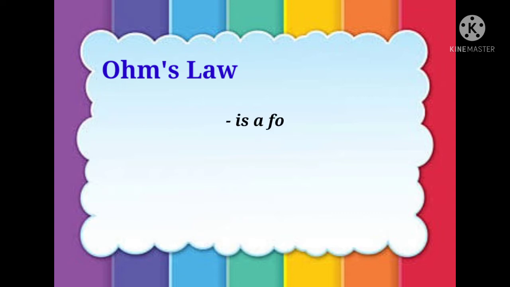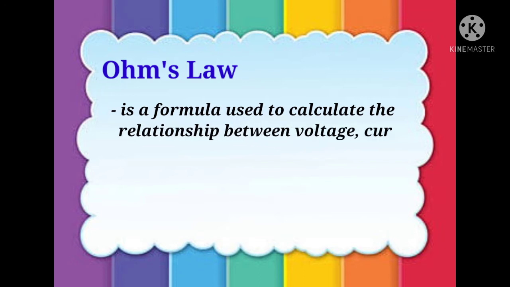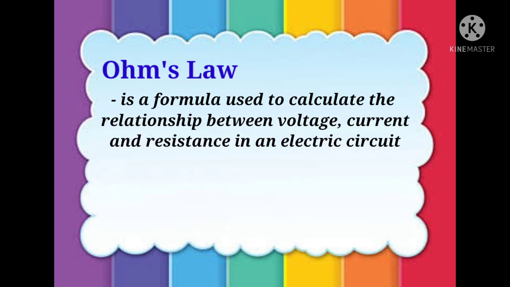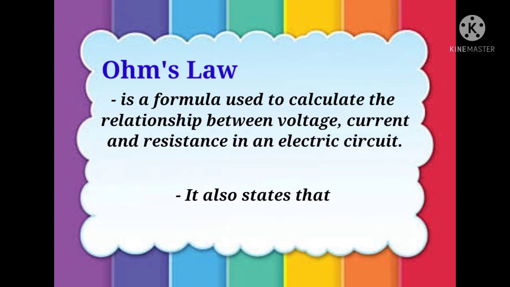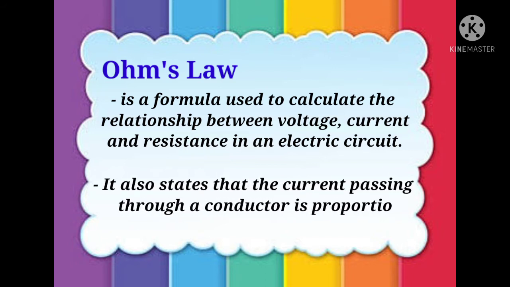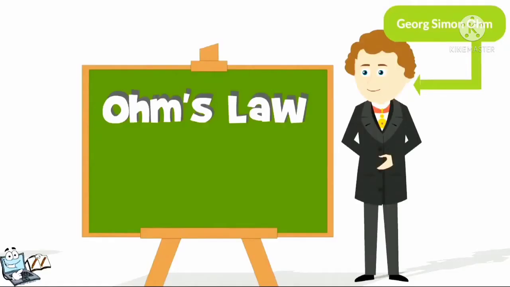Ohm's law is a formula used to calculate the relationship between voltage, current, and resistance in an electric circuit. It also states that the current passing through a conductor is proportional to the voltage over its resistance. The concept behind this law was first explained by German physicist Georg Simon Ohm, who the law is also named after.